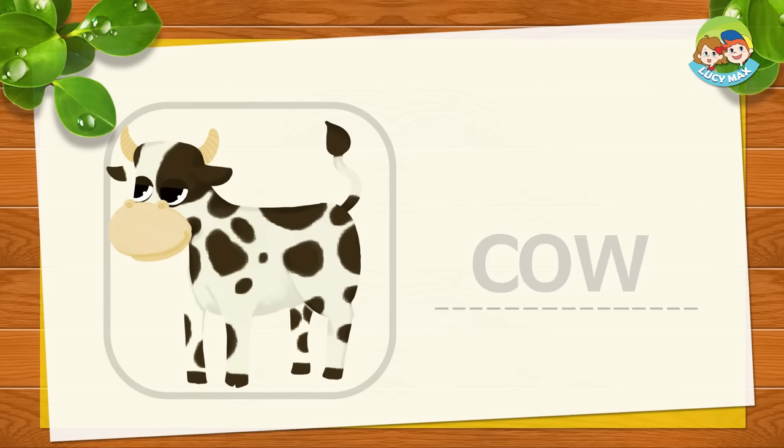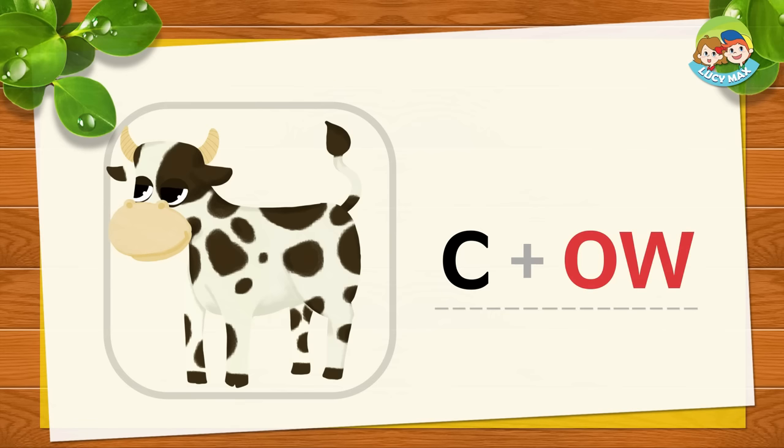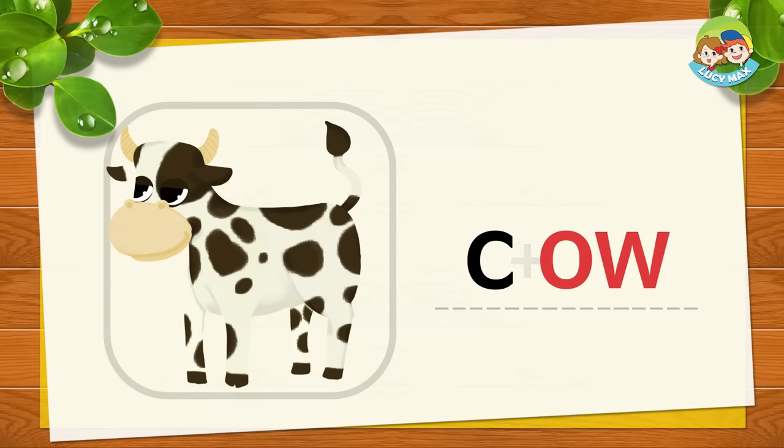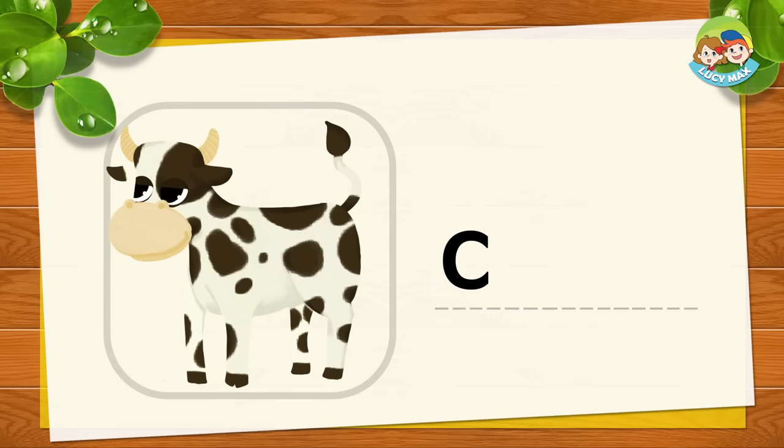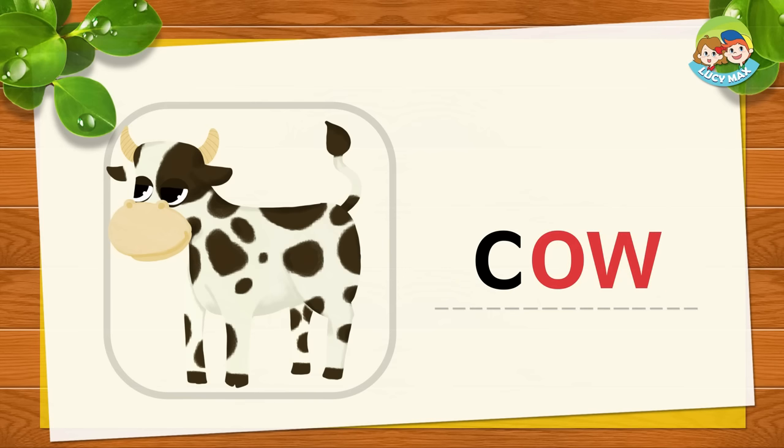This is a cow. K and ow together is cow. K, ow, cow. Now you try.